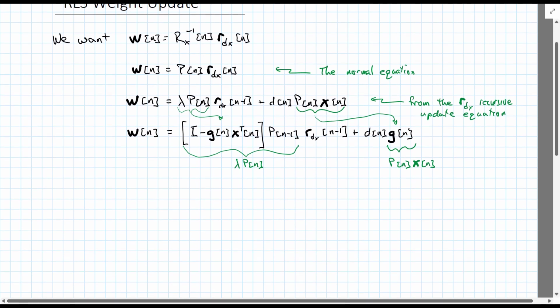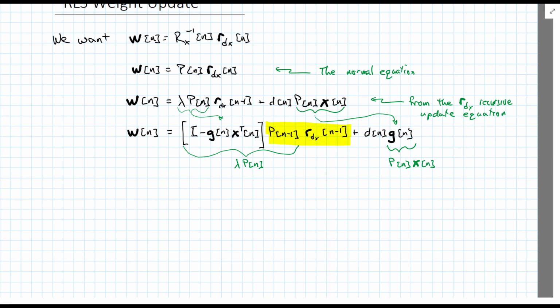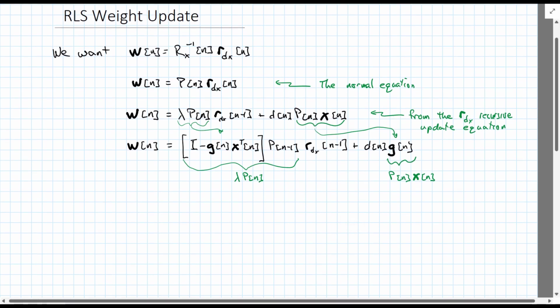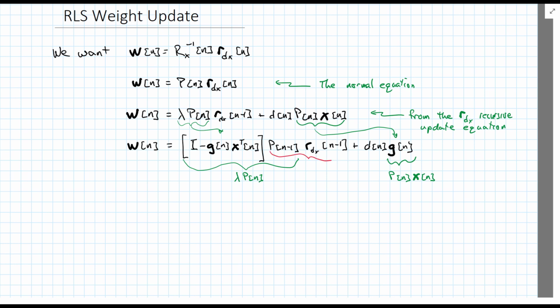Okay, what comes next? Well, we can note that we've seen this expression before. P times Rdx, we found, was just equal to our weight. But in this case, it's at time n minus 1. So we'll have overlapping things here. This is equal to w n minus 1.